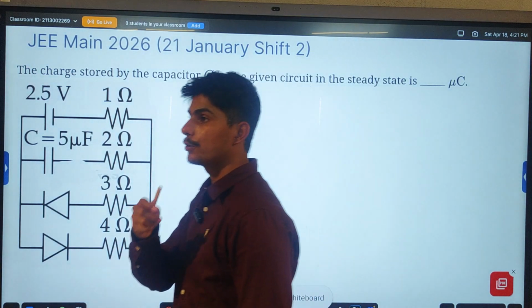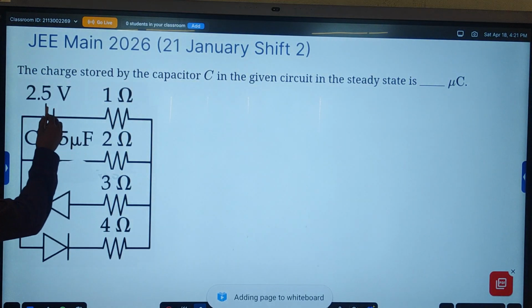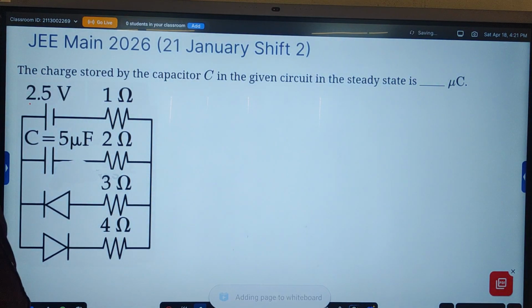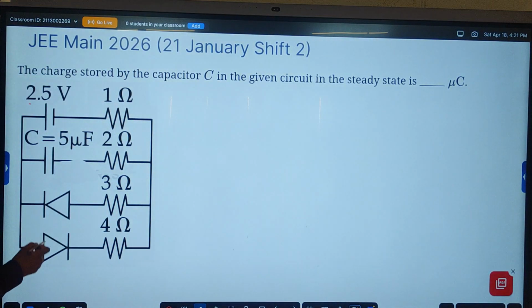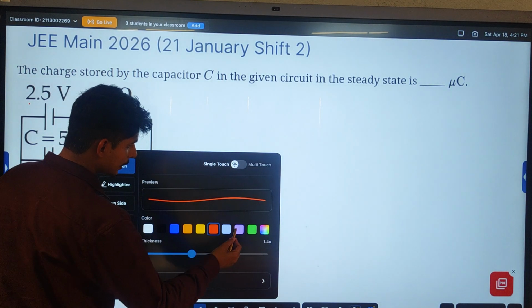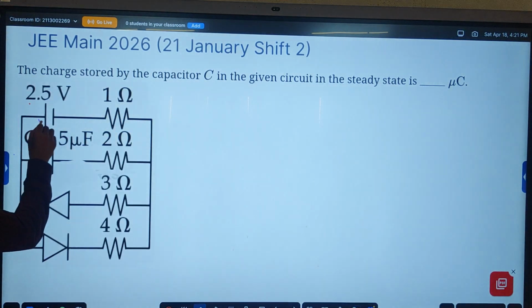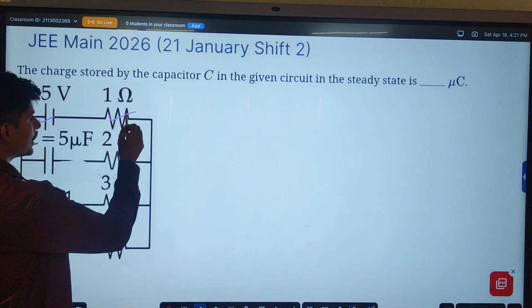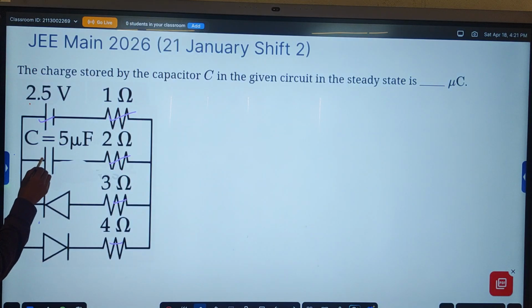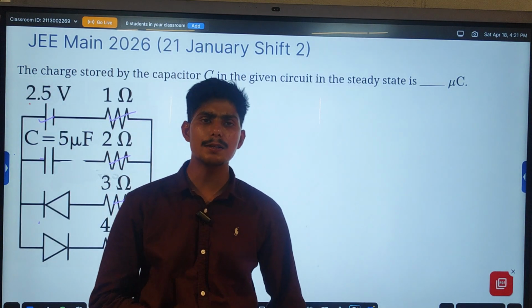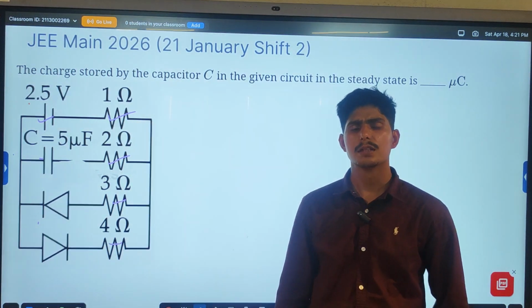Okay, now coming to this question. The charge stored by capacitor C in the given circuit in the steady state is. This is the circuit in which they had given a 2.5 volt battery, 1 ohm resistance, 2 ohm resistance, 3 ohm resistance and 4 ohm resistance, a capacitor and 2 diodes. One is reverse bias and another one is forward bias. What is reverse bias and what is forward bias?